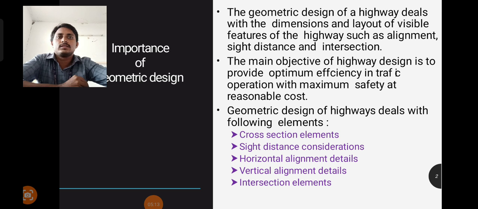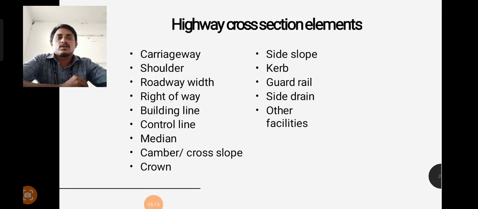So what are the highway cross-sectional elements? If you see in this slide, we have a number of cross-sectional elements on the road, for example carriageway, shoulders, roadway width, the right of way, building line, control line. Totally, there are 13 highway cross-sectional elements.